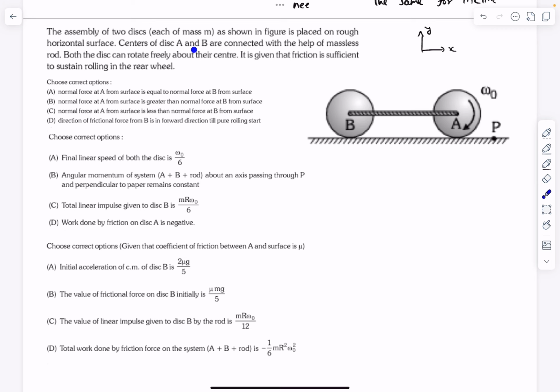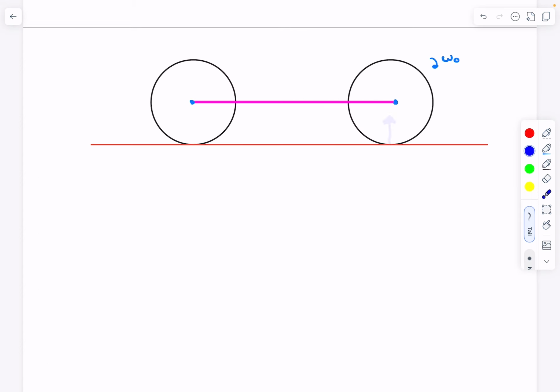The centers of discs A and B are connected with the help of a massless rod. Both discs can rotate freely about their centers, and it's given that the friction is sufficient to sustain rolling in the rear wheel. The rear wheel will be this wheel over here, which is wheel B. And we have a few questions that we have to comment on.